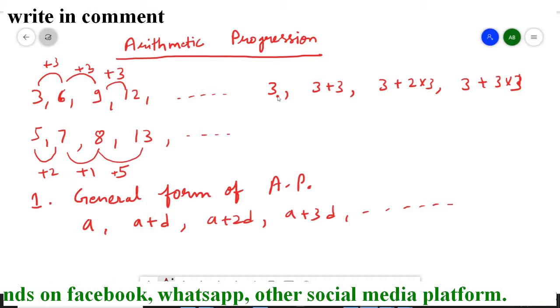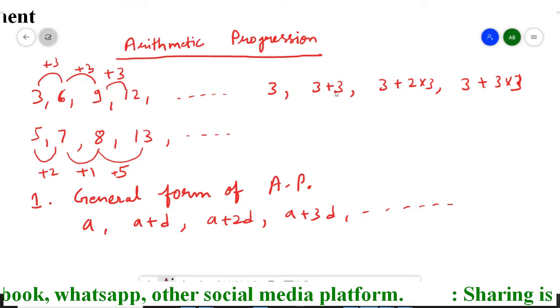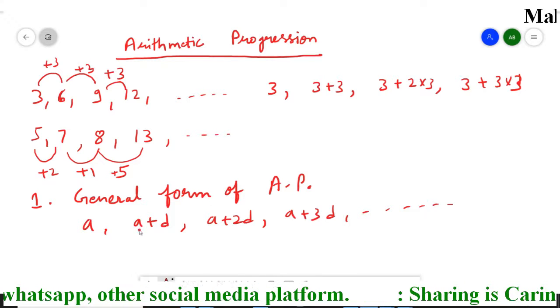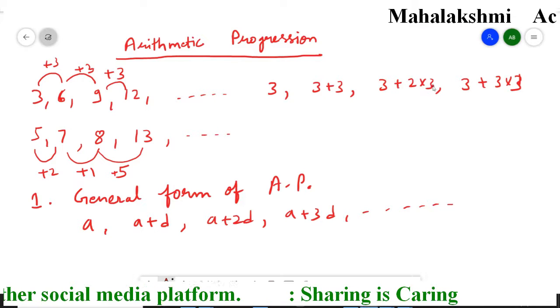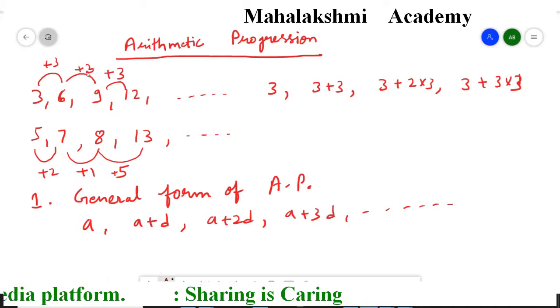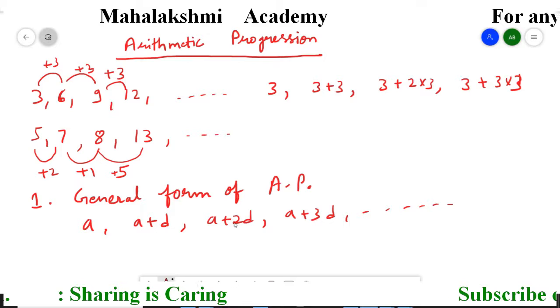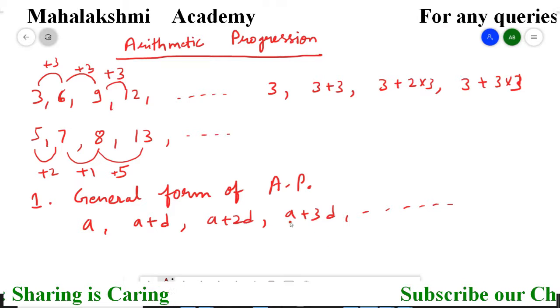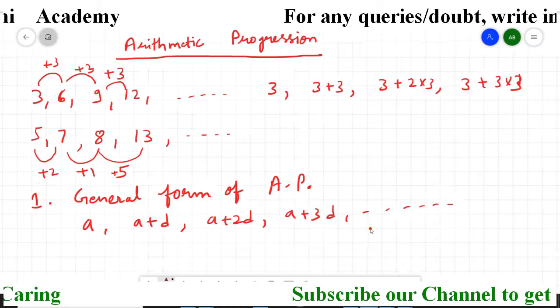The first term is a only, and to get the second term we have to add the common difference once, so that is a plus d. To get the third term, we have to add the common difference twice to the first term, and when you solve it you get 9. In the same way, thrice the common difference is added to the first term. Like this you will get the general terms of an AP.